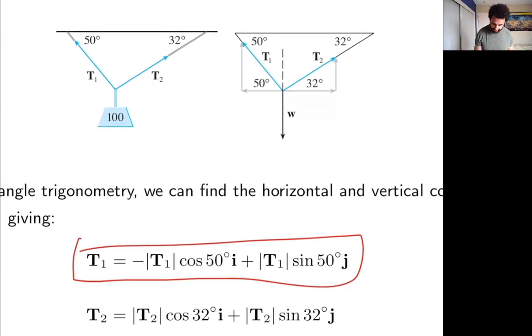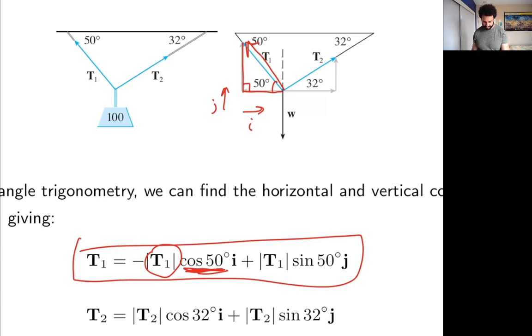There we go. So we basically have a right triangle right here. This angle is 50 degrees. So we can use SOHCAHTOA to find what these vectors are going to be. This is going to be the I direction, and this is going to be the J direction, right? So we can see that the vector T1, which is going this way, is going to be the length of T1 times cosine 50 degrees, but it's going to be in the opposite direction of I.